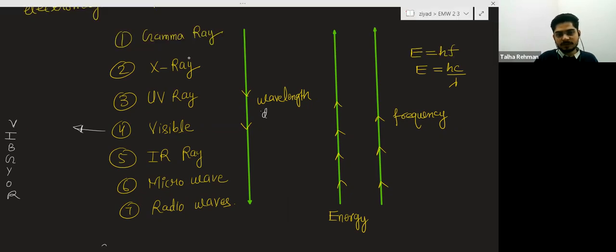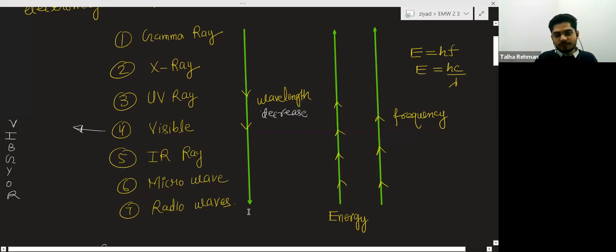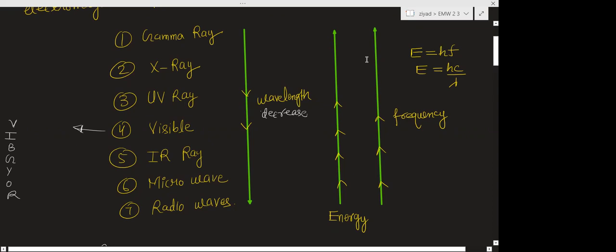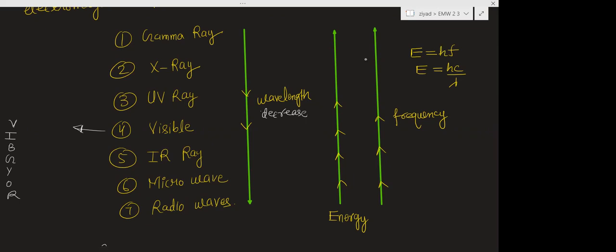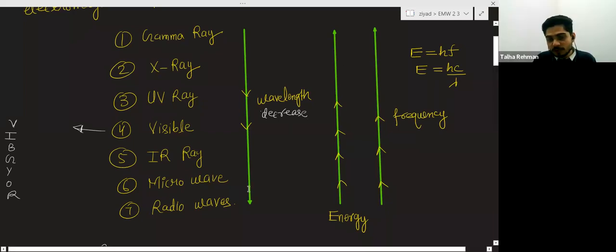And when you are moving from radio wave to gamma ray, the energy is increasing, and energy is Planck's constant into frequency. So Planck's constant is a constant, so energy is directly proportional to frequency. So you can say frequency will also increase. Can you tell me when you are coming from gamma ray to radio wave, frequency will increase or decrease? Frequency will decrease. Fine. When you are moving from radio waves to gamma, gamma ray has the highest frequency and highest penetrating power.